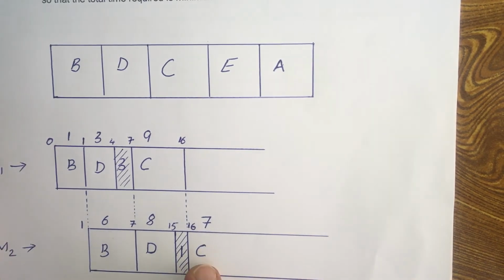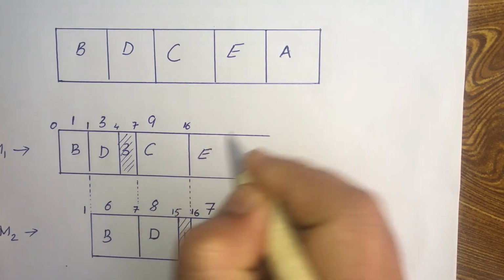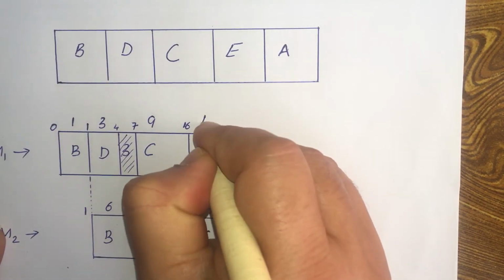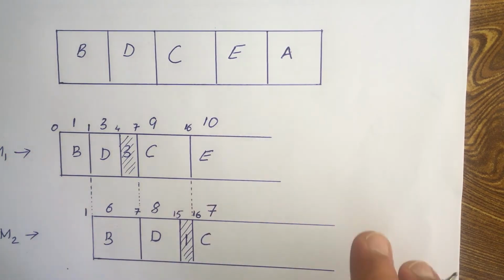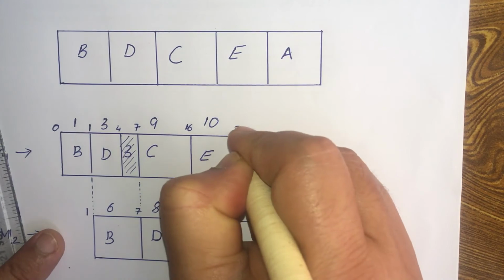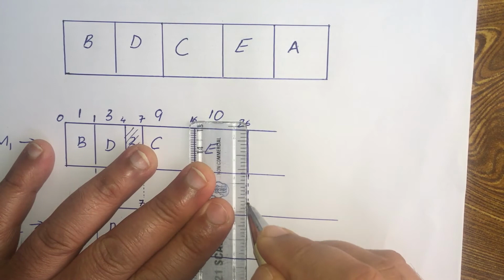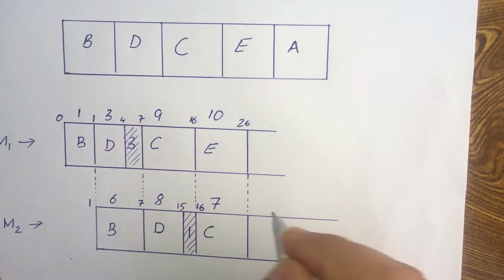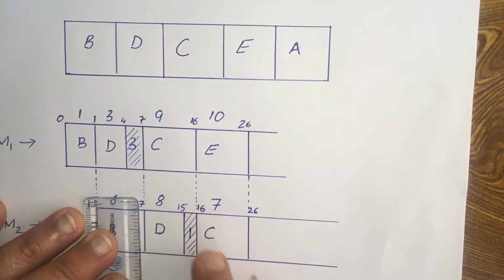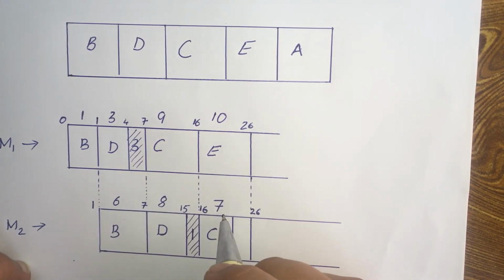And as C is being processed in M2, E will be processed in M1. And how much time does E take in M1? 10 hours. So 16 plus 10 is 26. So by the 26th hour it is done and it will come down to M2. However, C is done by what? By the 23rd hour it is done.